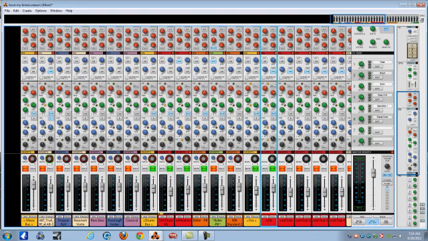At the next one, as you see, I'm panning the first two very drastically wide.